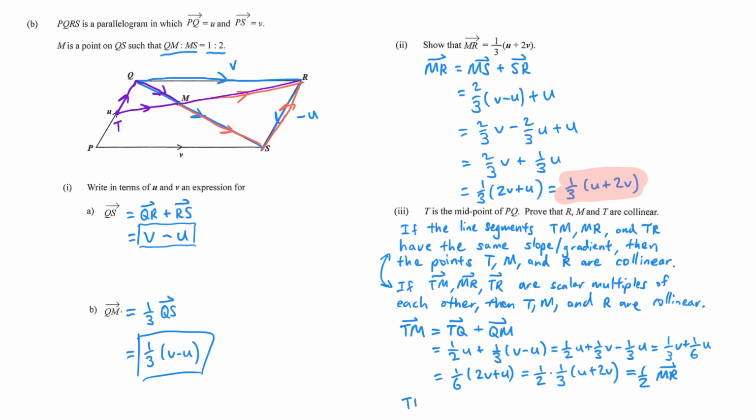We can also look at the vector TR. Well, TR is just the sum of the vector TM plus the vector MR. Well, from above we found that TM is 1/2 MR, and then we have plus MR. So overall, the vector TR is 3/2 MR. So we see here that the vector TR is also a scalar multiple of the vector MR. So the three vectors TM, MR, and TR are all scalar multiples of each other, which proves that the points T, M, and R are collinear.